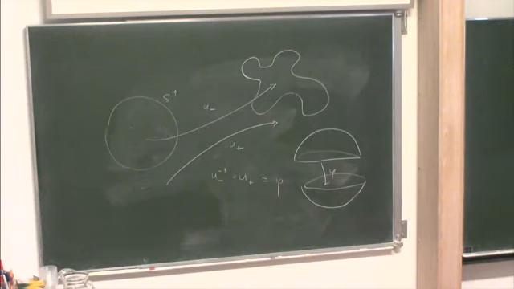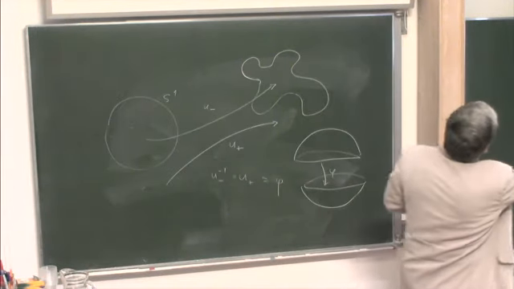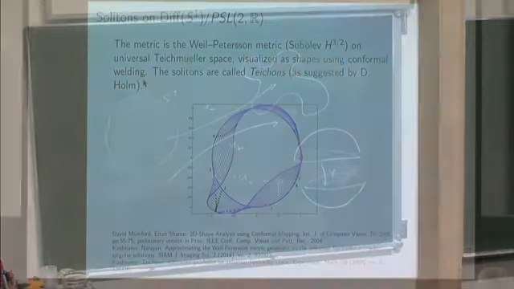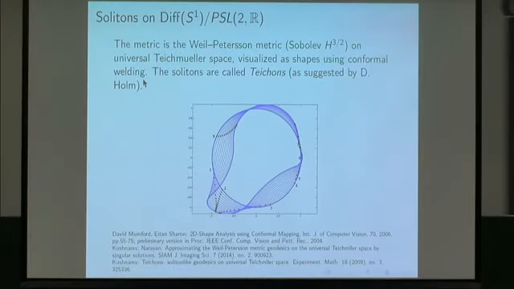And then you look at diff S1 modulo PSL2R, that's a coadjoint orbit of the Virasoro group, and you look there at the metric that you have, and this is universal Teichmüller space, and there exist solitons, and these solitons are called teichons, like Daryl suggested 15 years ago. Here is an image of teichons, and here is the paper where this conformal welding approach was developed, and Kushnarev made many experiments with teichons.